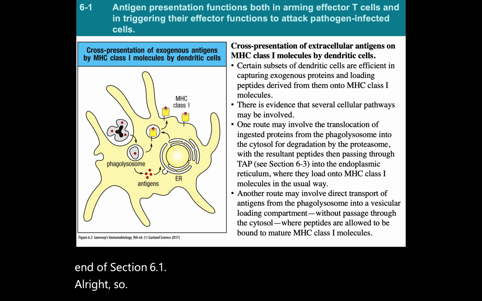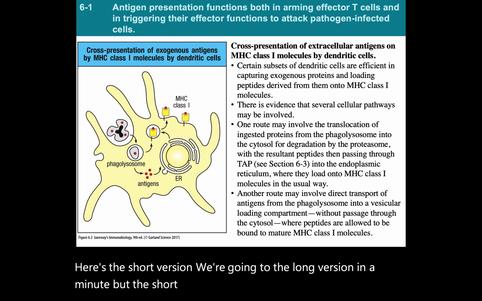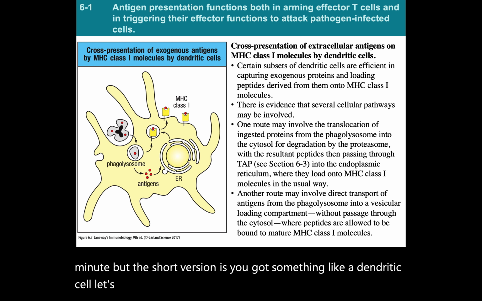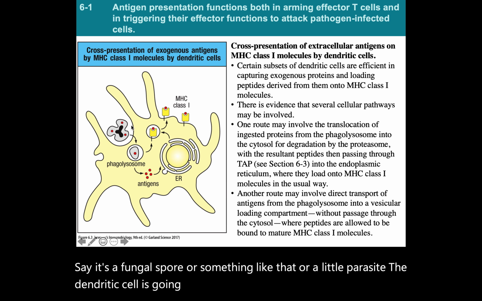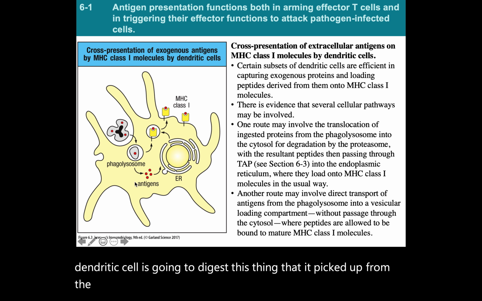here's the short version. We're going to go and do the long version in a minute, but the short version is you've got something like a dendritic cell, let's say. And so it's going to swallow some kind of bad thing. Let's say it's a fungal spore or something like that, or a little parasite. The dendritic cell is going to digest this thing that it picked up from the outside, and it is going to chop it into little bites.